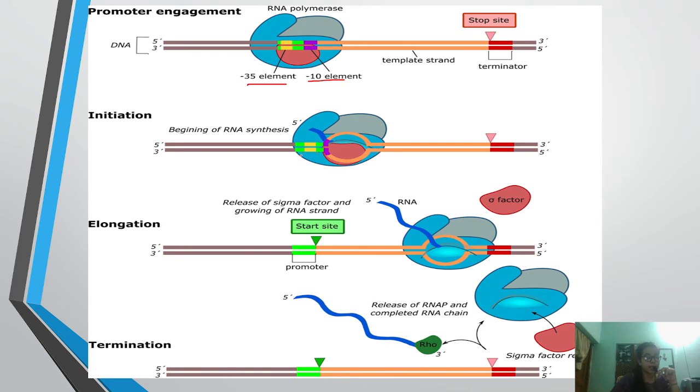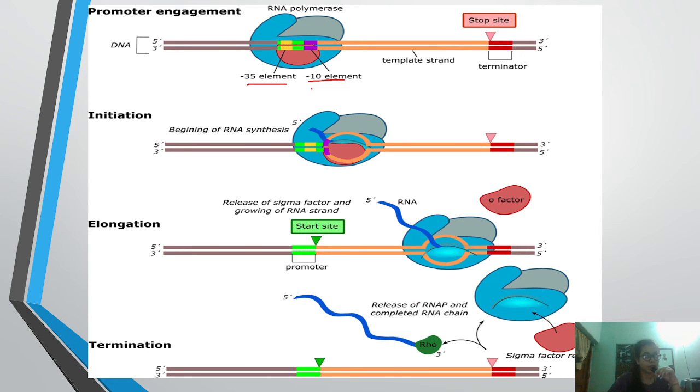As the sigma factor binds to this sequence, the RNA polymerase forms a closed complex, and a closed promoter region will be formed. But for the process of transcription to occur, this promoter complex needs to be opened. For that, the RNA polymerase binds to the -10 sequence and is placed in a position to start the process of transcription.